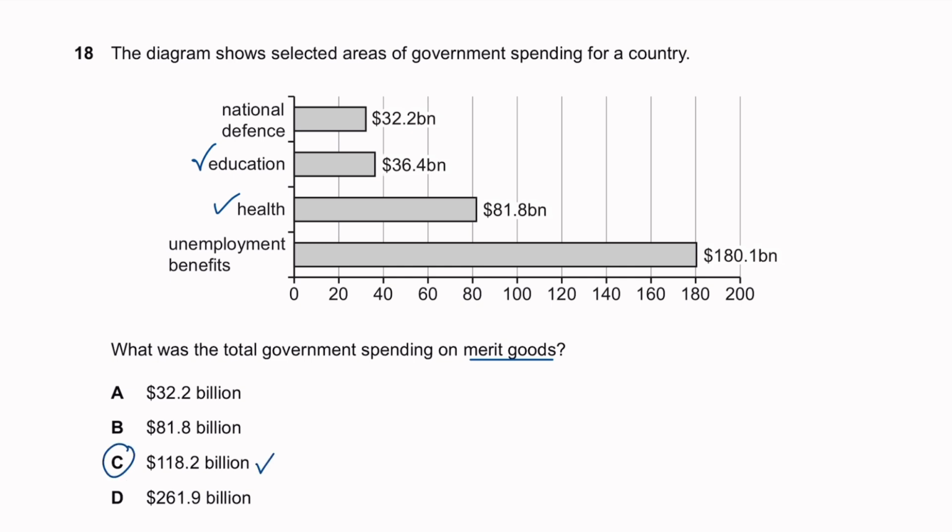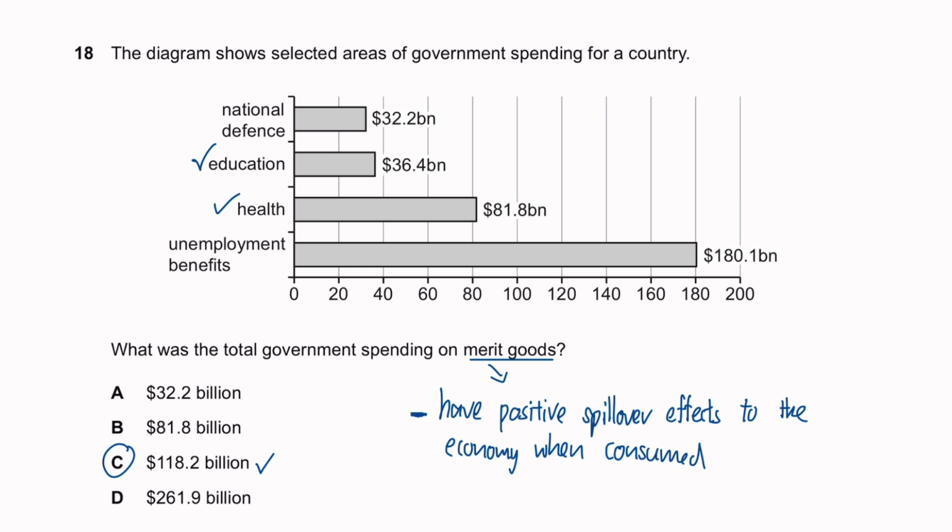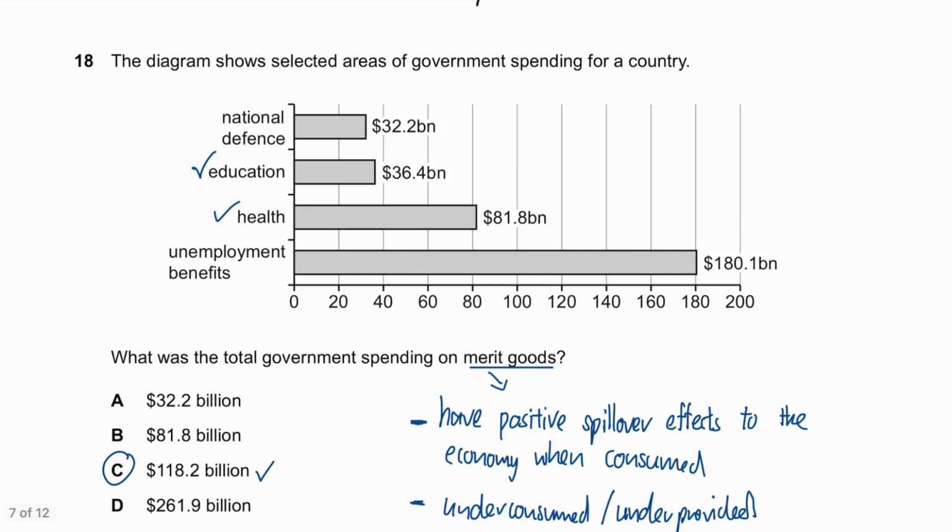So why, you may be asking, why national defense and unemployment, they are not merit goods? I thought they are also good for the country. So first, we need to know the definition for merit goods. So merit goods, they have positive spillover effects to the economy when consumed, and they are often under-consumed or underproduced. So national defense is actually a public good. And public good, there are no under-consumption because everyone receives the same protection. For example, everyone is protected by the national defense.